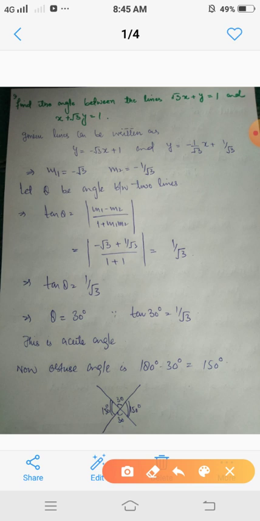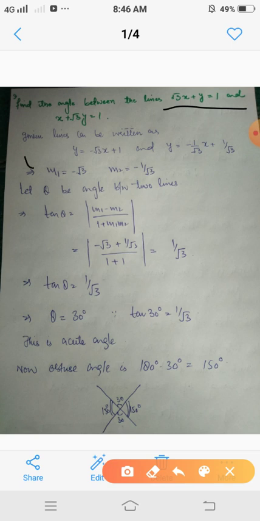Now find the angle between the two lines in general form, that is root 3x plus y equals 1 and x plus root 3y equals 1. You know that we find the angle between two lines in terms of slopes. So firstly convert these two lines into slope-intercept form, or find the slopes of these two lines. So we simply convert these two lines into the form y equals mx plus c.